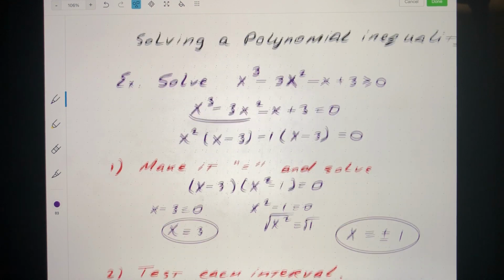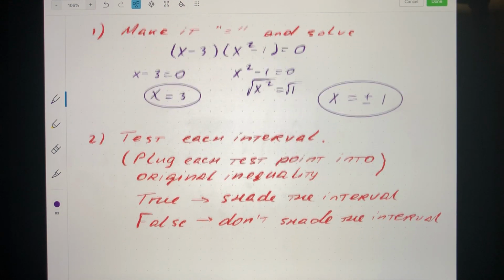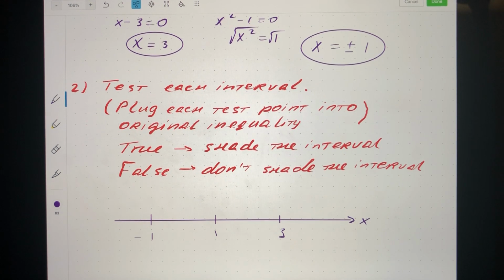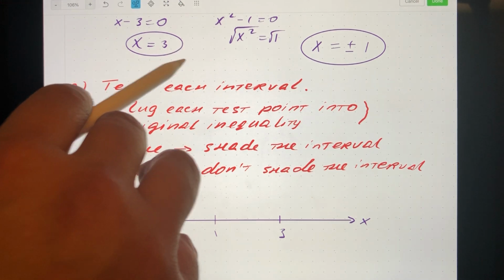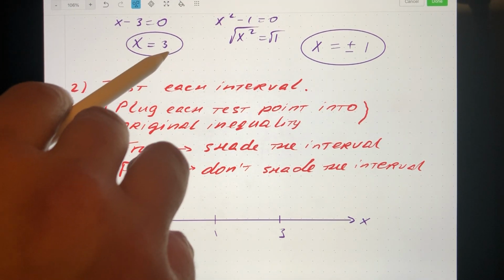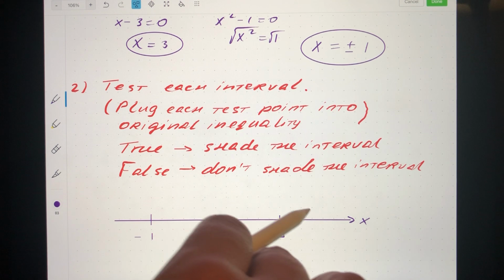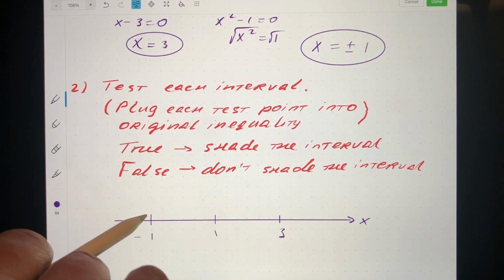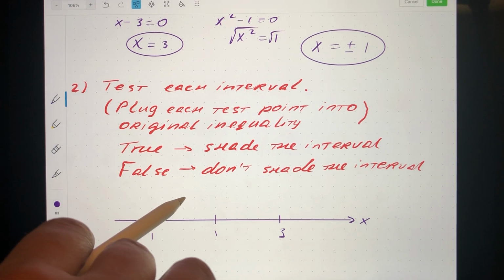The second step is we use these points to make an interval. So here is the x-axis, and somewhere there is negative 1, then there is a positive 1, and then there is a positive 3. So the second step is, once we plotted our answers to the equal to 0, we now have to test each interval to see if it's true or false. If it is true, then we shade that interval, and if it's false, then we don't shade it.